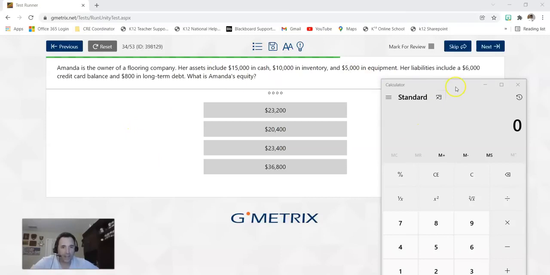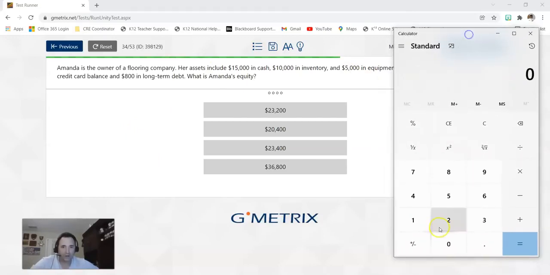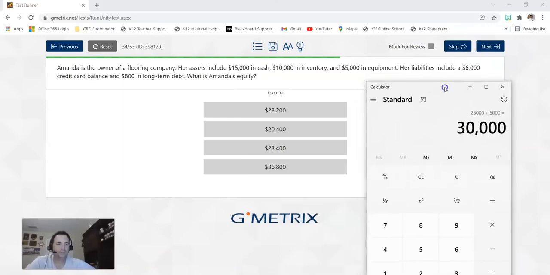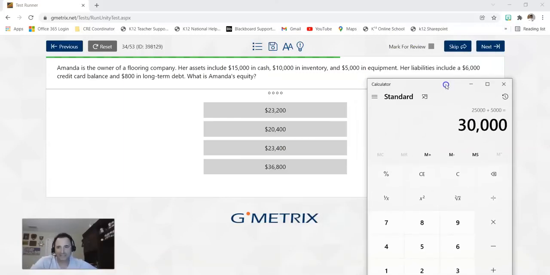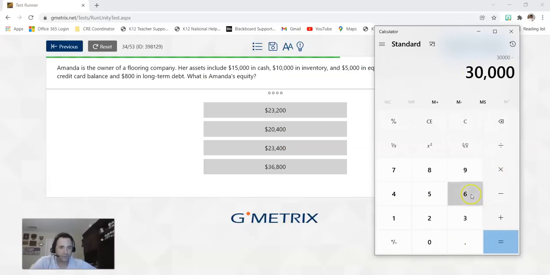So first, we're going to add up the assets. So her assets are $15,000 in cash plus $10,000 in inventory plus $5,000 in equipment. So her assets are $30,000. Now, her liabilities is $6,000 credit card. So we're going to subtract $6,000 and an $800 in long-term debt. And that gives us $23,200 in equity.